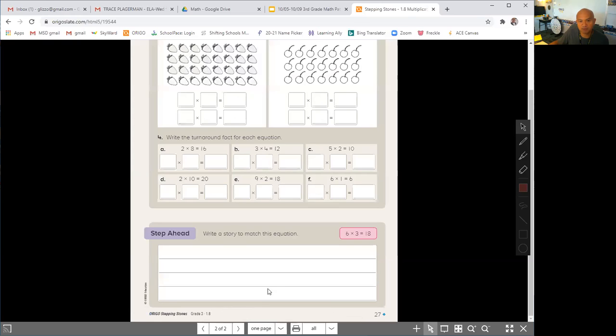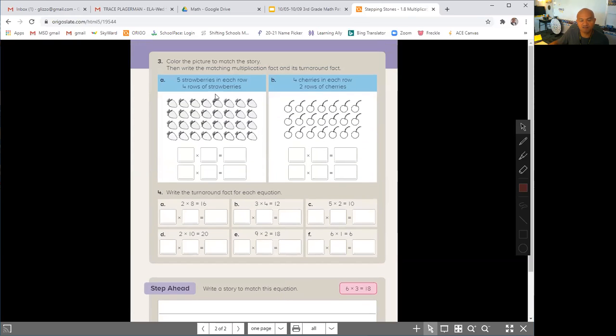On the next page, you're going to get to do some more coloring. 5 strawberries in each row, 4 rows of strawberries. So they already have our rows down. Okay, I see 4 rows here, but you have to color 5 in each row. Okay, the first 5 in each row. And then write the facts here, the turnaround facts, okay, multiplication facts. So you're gonna do 5 times 4 equals something, I'm not gonna tell you. And then what's that turnaround fact of 5 times 4? Remember, you're just gonna flip those two numbers and you're gonna have the same answer here for your product.